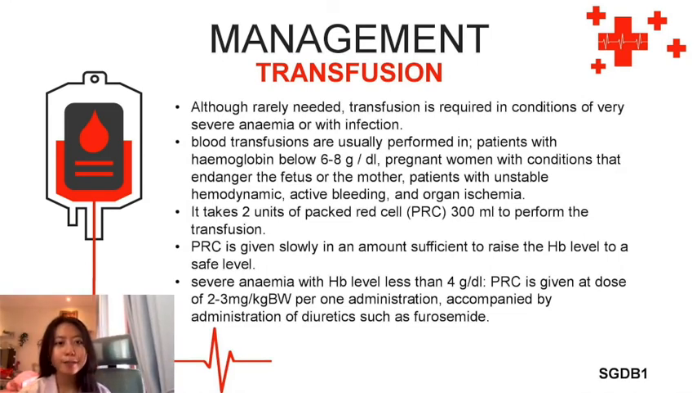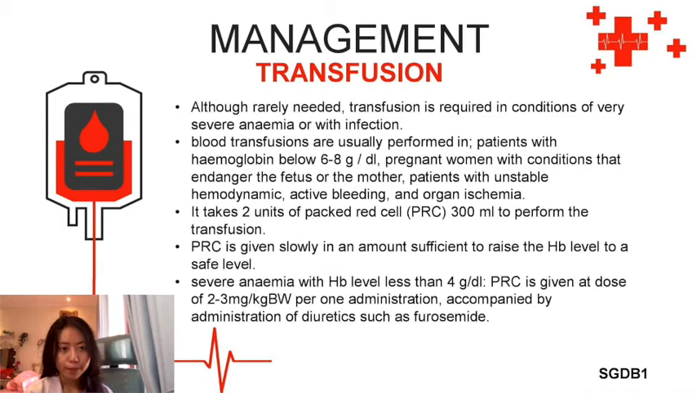Another management of iron deficiency anemia is blood transfusion, which is rarely needed, but it is required in conditions of very severe anemia or severe infection. In patients with hemoglobin below 6 to 8 grams per deciliter, blood transfusions are usually performed, especially in pregnant women with conditions that endanger the fetus or the mother herself. Blood transfusion is also performed for patients with unstable hemodynamics, active bleeding, and organ ischemia due to severe iron deficiency anemia.